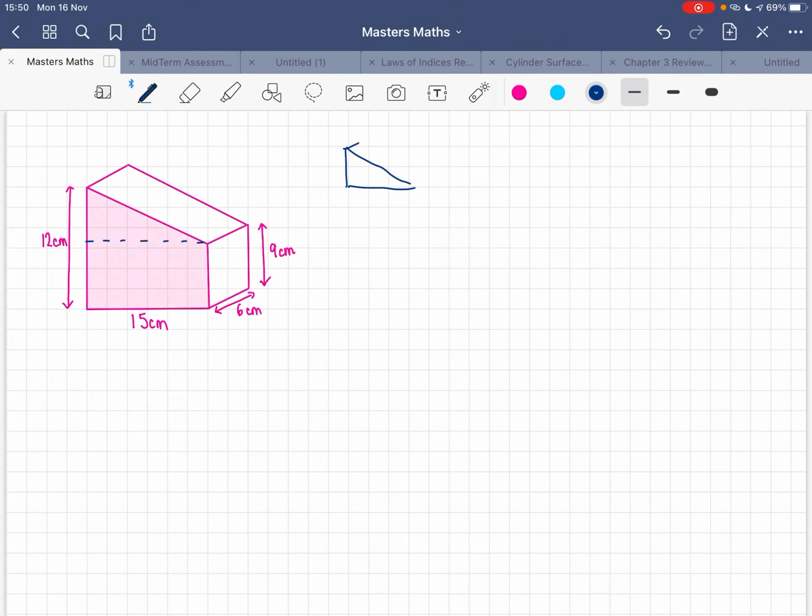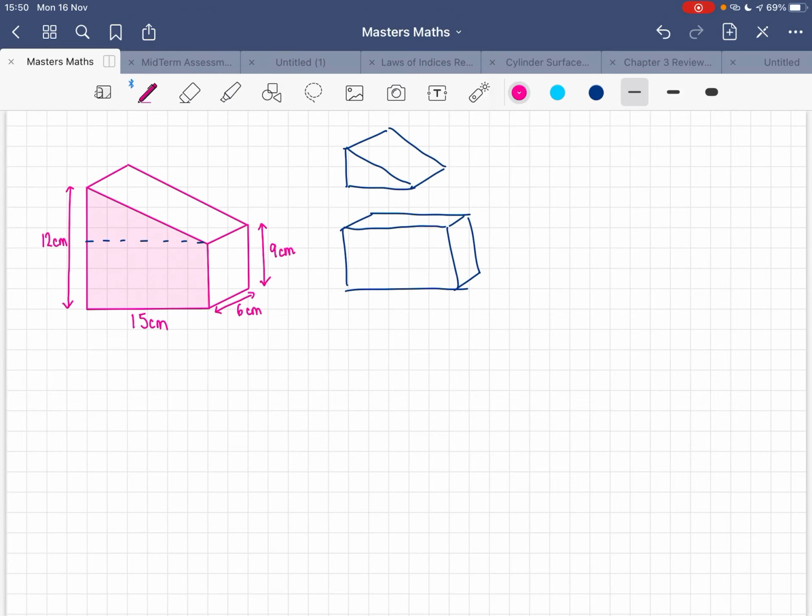Okay, so I have this shape at the top, like that, and a cuboid at the bottom. And I'm going to find the volumes of both and then add them up.